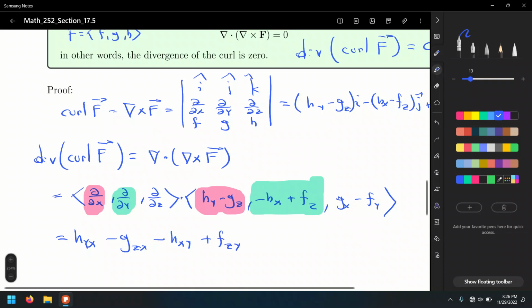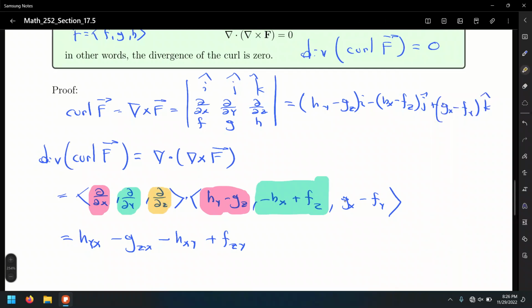And last but not least, using a different color here, let the partial derivative with respect to z act on the third component of the vector field obtained by taking the curl of it. And so that's going to be the partial of g first with respect to x, then with respect to z, minus the partial of f first with respect to y, then with respect to z. Is this going to be 0? Well, check this out.